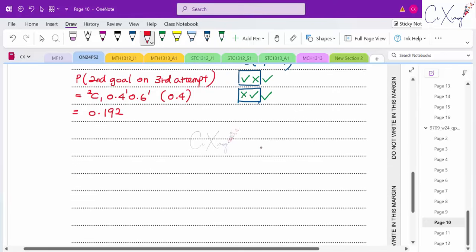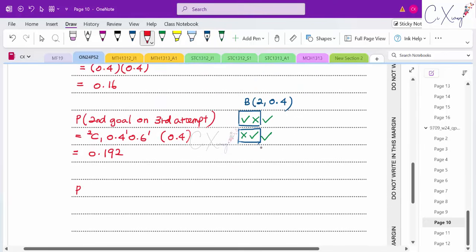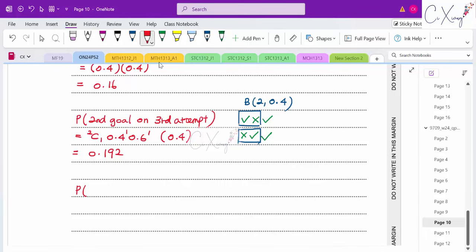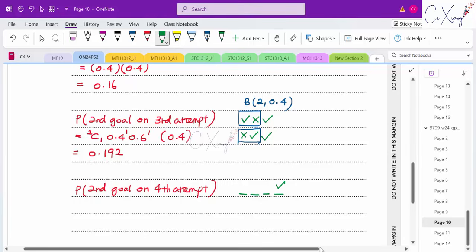Okay, so let's have a look at the next case. You should have the second go on the fourth attempt. I don't want to list out all the possible cases anymore, it can be quite long, so I will just take one example. Second go on the fourth attempt means that you're having 1, 2, 3, 4 here. The fourth one is a go, and this is the second go.